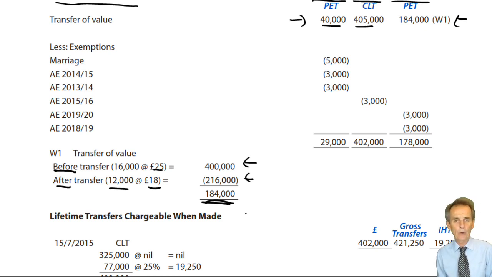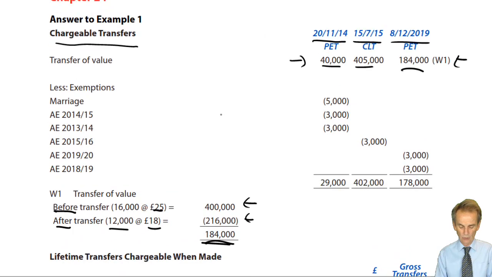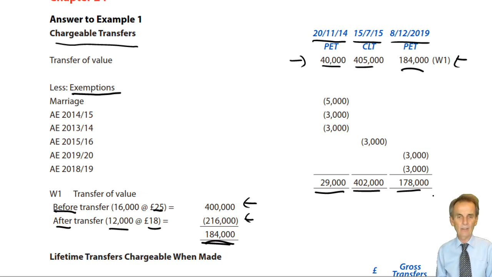Now that could be a separate question in its own right, to compute what that transfer of value figure would indeed be. But otherwise, the figure we've now computed goes into our chargeable transfers working. And what do we do? We take away from that the various exemptions, transfer by transfer, in order to bring us down to the chargeable transfer figures. Those figures we need because they are then the figures to include within the various IHT computations, be it the lifetime transfers chargeable when made or the lifetime transfers that are chargeable on death.